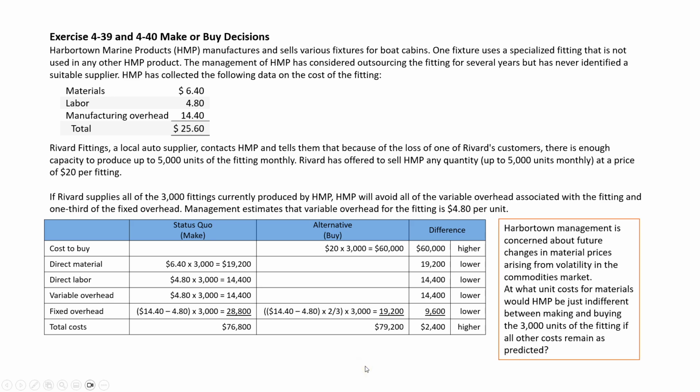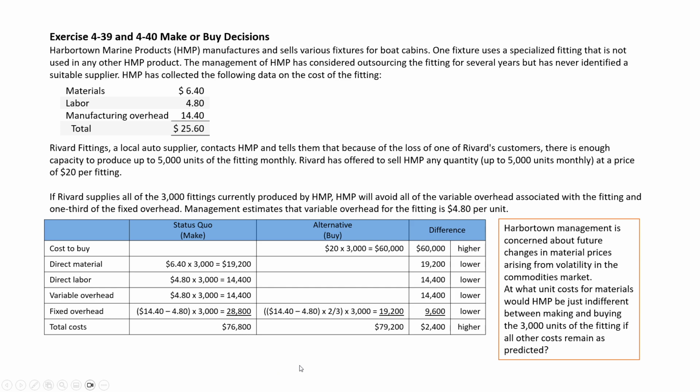Now, another part of this scenario is, what if part of the cost we're currently considering is volatile? They mentioned here that while currently our material cost is $6.40, there's some volatility. So what we're trying to consider is, how high could that material cost go above the $6.40 before we're just indifferent between making and buying it? How far would that go?